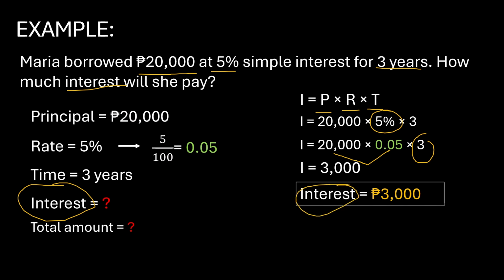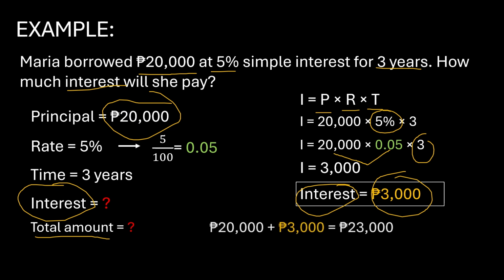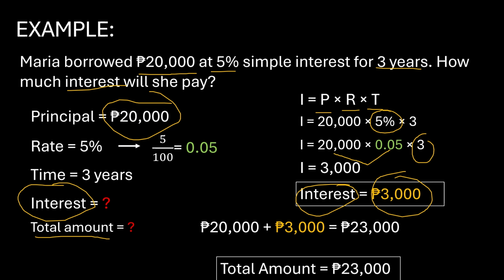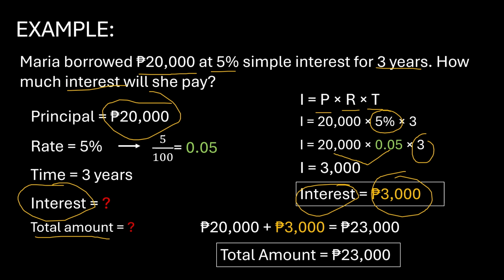Sometimes the problem doesn't only ask for the interest. It may ask for the total amount that must be paid. To find the total amount, simply add the interest to the principal. Total amount equals principal plus interest. Substitute the values. 20,000 plus 3,000 equals 23,000 pesos. Therefore, Maria will pay a total of 23,000 pesos after 3 years. Does our answer make sense? Yes. Since interest is an additional amount, the total payment should always be greater than the amount originally borrowed. This quick check helps us determine whether our answer is reasonable.